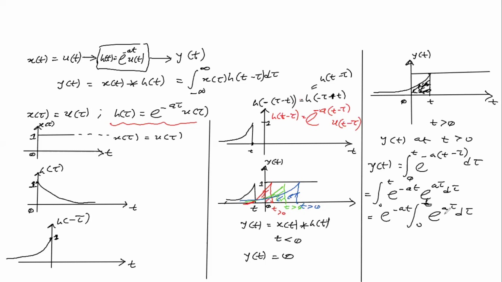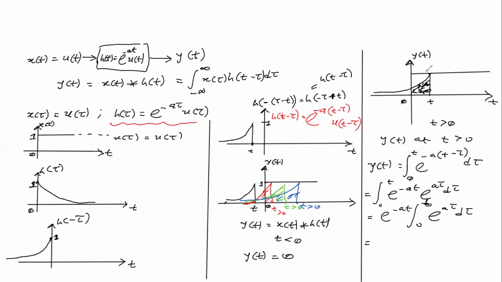Sorry, sir, why is that one a constant? We are integrating with respect to tau, not with respect to t, and this is with respect to t. So it's a constant. Only tau is affected, isn't it? Is that clear? Yes, sir.